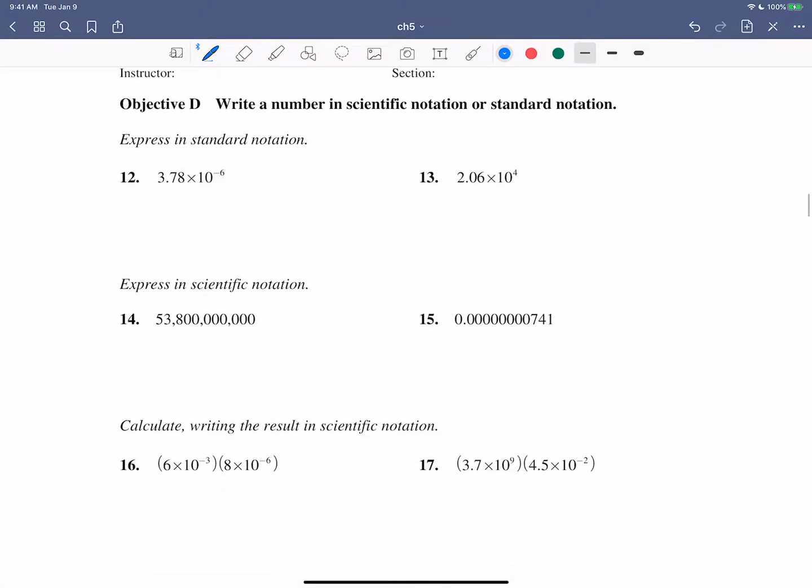Next page, Objective D. Write a number in scientific notation or standard notation. Number 13. Number 13 is a scientific notation. So we have a number that's between 1 and 10, including 1, and multiplied by a power of 10. And that is a scientific notation. We use scientific notation to express very large numbers or very small numbers.